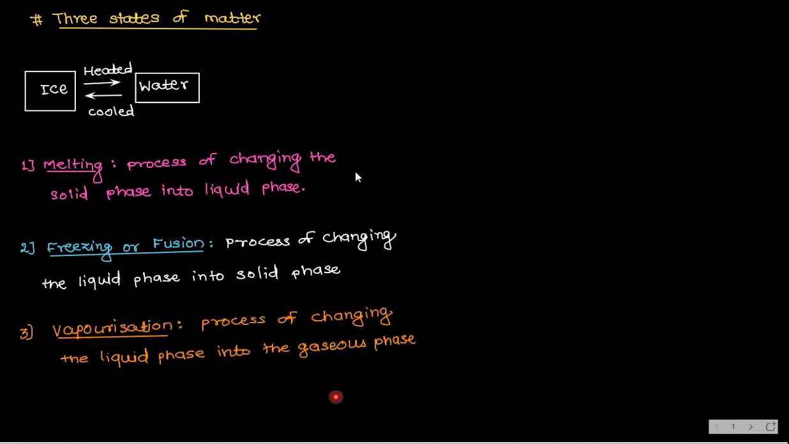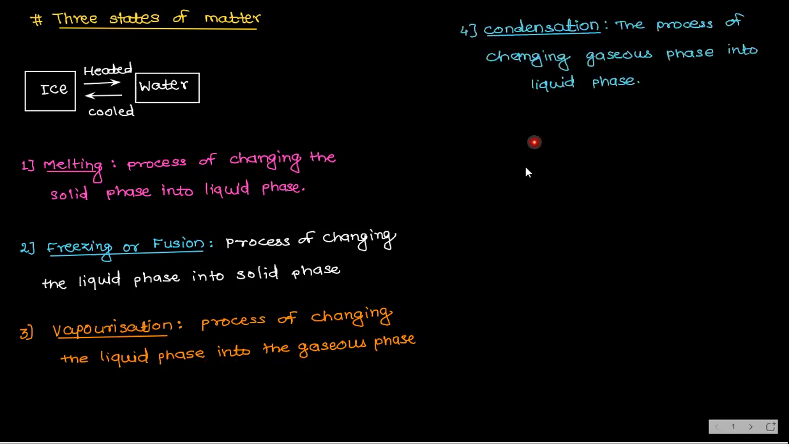Next, vaporization is the process of changing the liquid phase into the gaseous phase. Condensation is the process of changing the gaseous phase into the liquid phase. Gaseous state to liquid, meaning vapor to water, if it is happening anywhere, that is condensation.